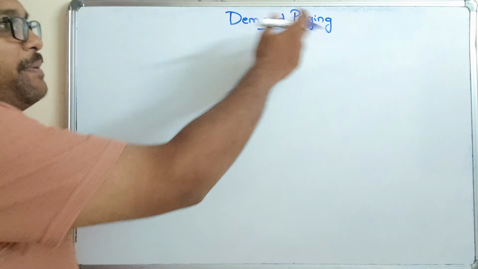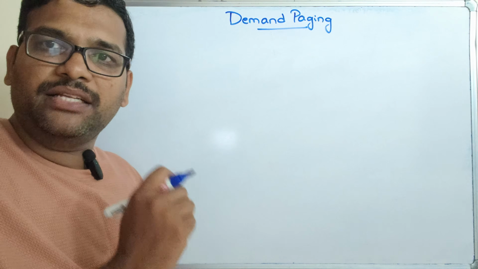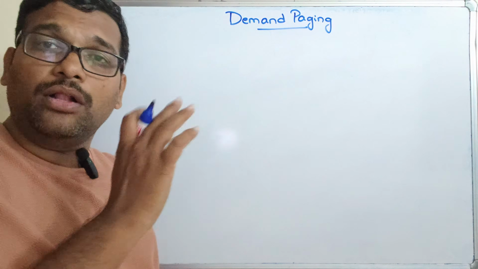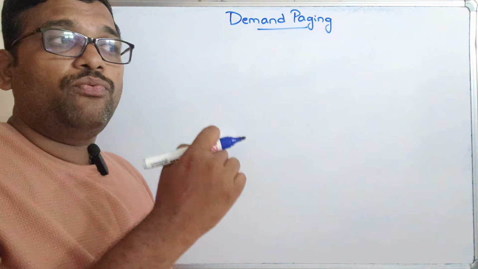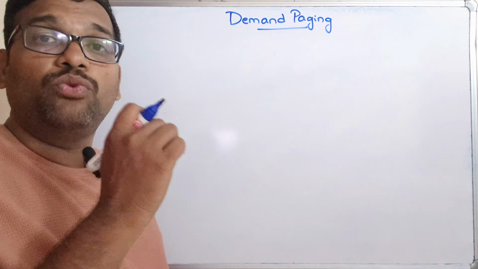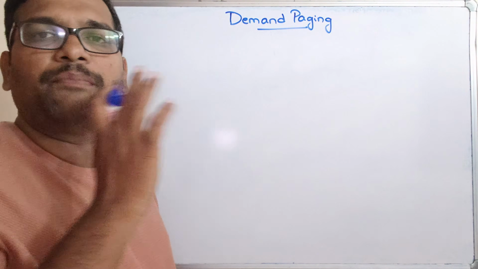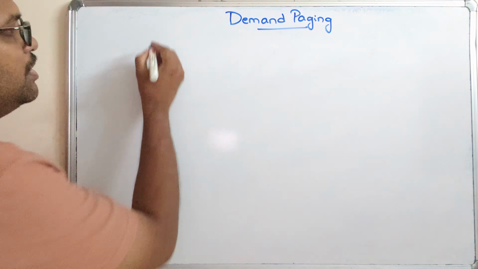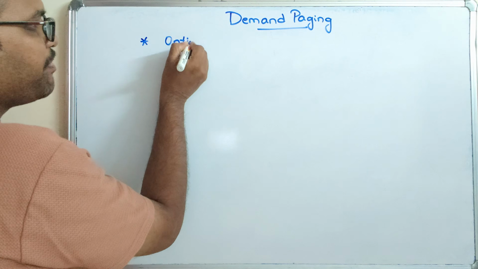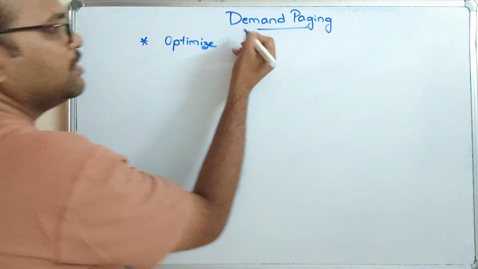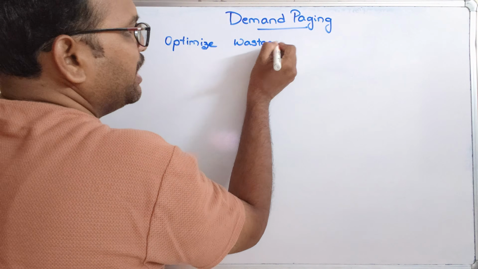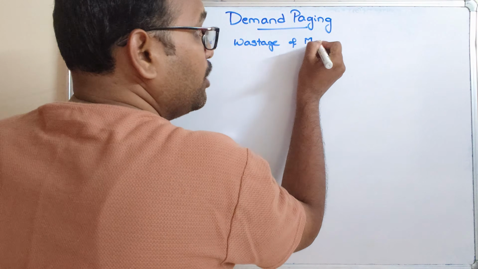Here in demand paging, the name itself indicates demand, which means we are not loading all the pages into the main memory. With the demand from the CPU, only the required pages will be loaded into the main memory from the secondary memory. The main reason for demand paging is to optimize wastage of memory, so that the memory will not be wasted.